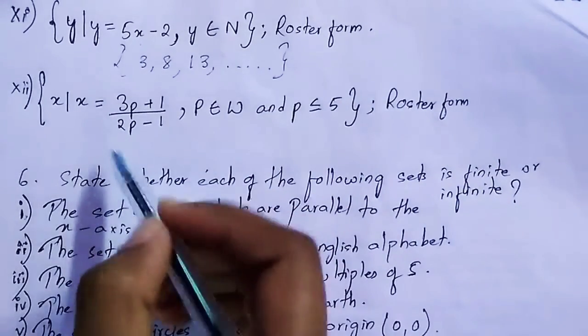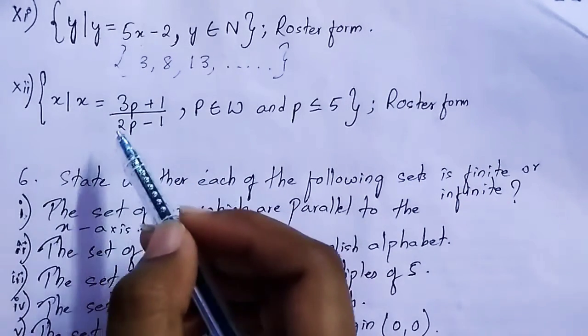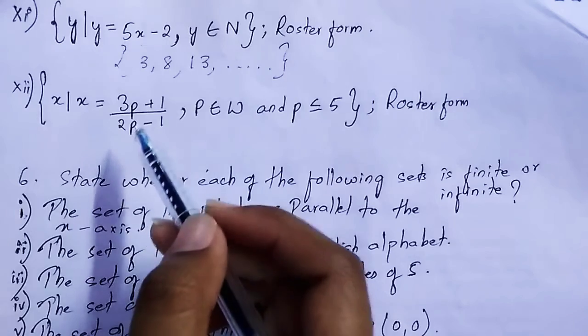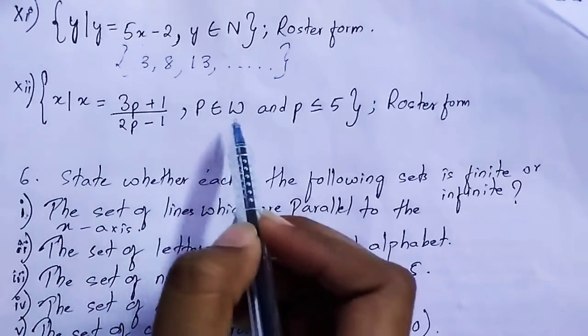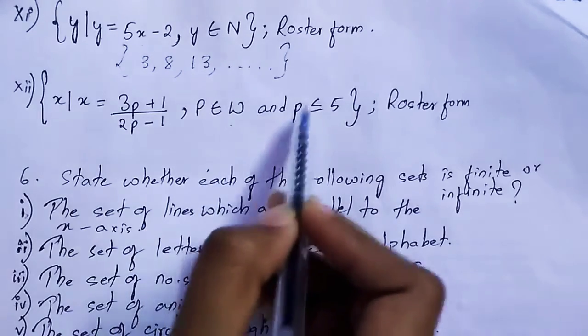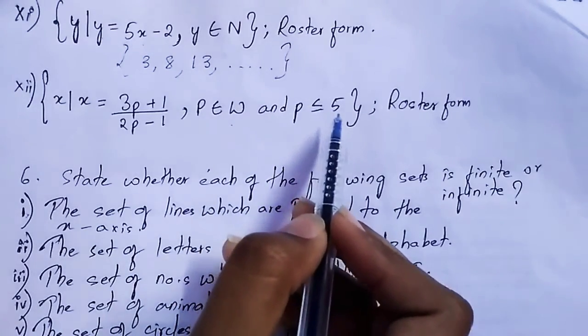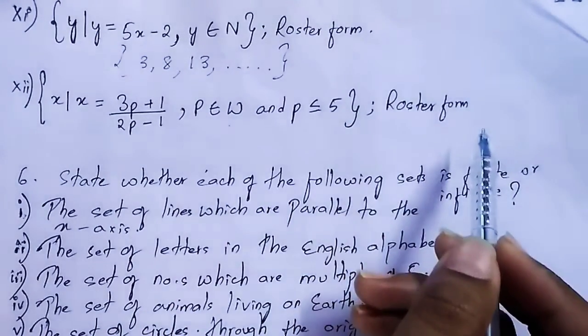And then this will be your answer. Next number, that is number 12. X is such that x is equal to (3p plus 1) by (2p minus 1), and p belongs to whole numbers, W is whole number, and p is less than or equal to 5. And you need to write this in roster form.